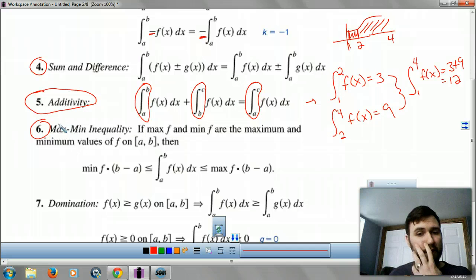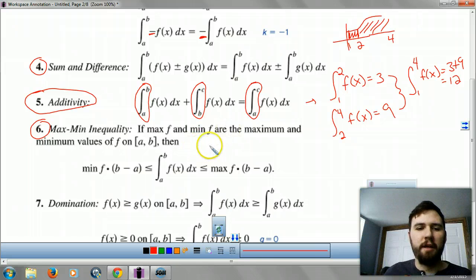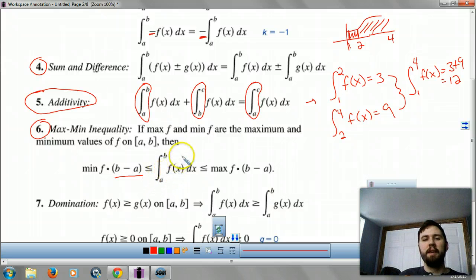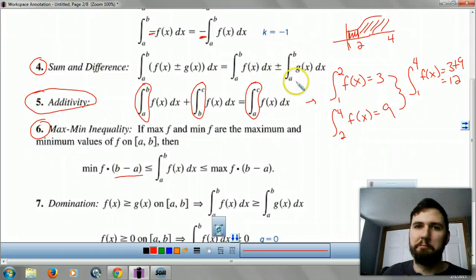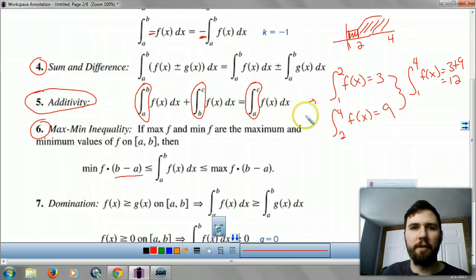Max-Min Inequality says that if the max of f and the min of f are the maximum and minimum values on a to b, then the min of f times b minus a is going to be less than your integral, which is less than the max of f times b minus a. If you didn't write that one, I would not have hurt feelings.